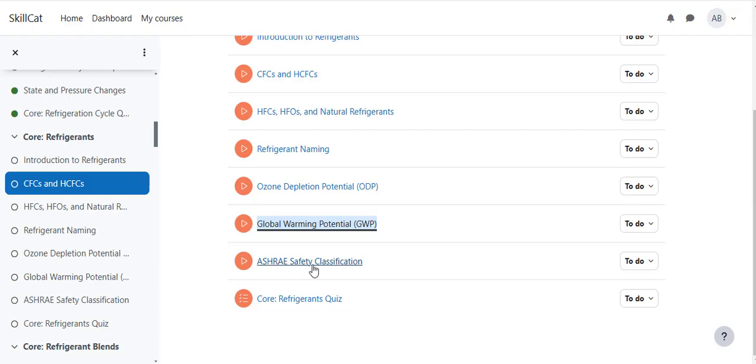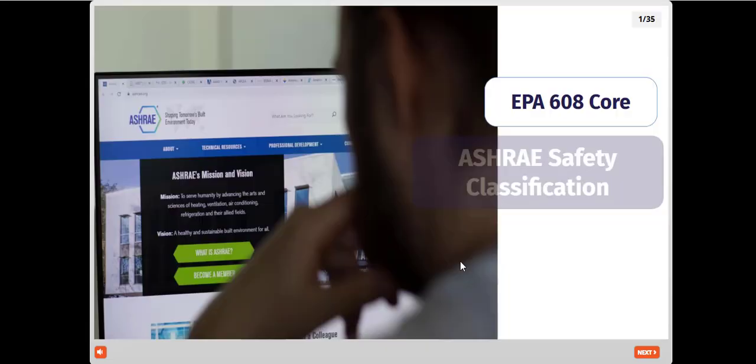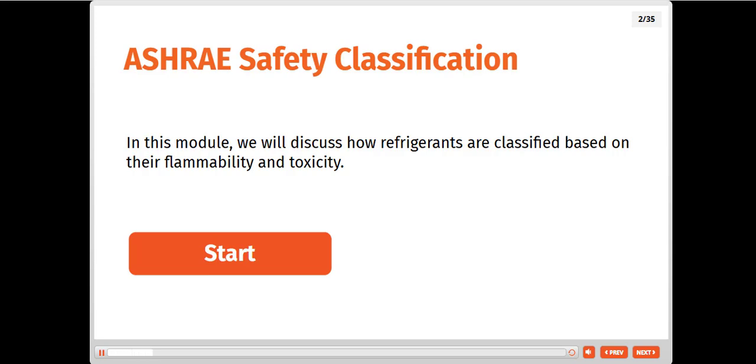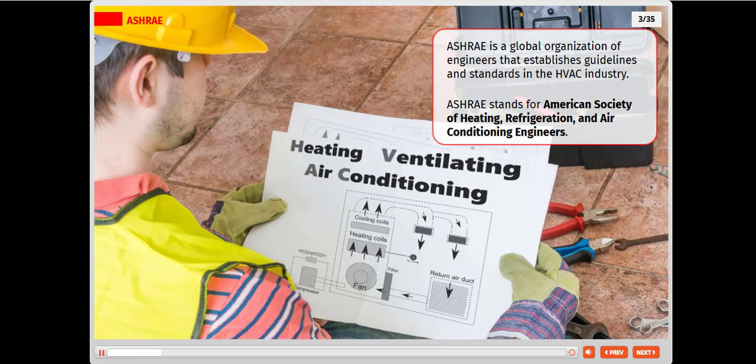We will take ASHRAE safety classification after this quiz. In this module, we will discuss how refrigerants are classified based on their flammability and toxicity. ASHRAE is a global organization of engineers that establishes guidelines and standards in the HVAC industry. ASHRAE stands for American Society of Heating, Refrigeration, and Air Conditioning Engineers.